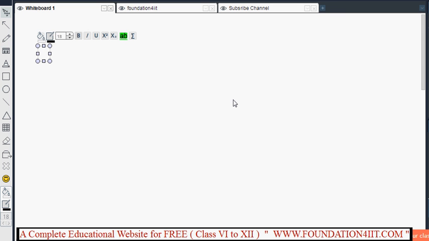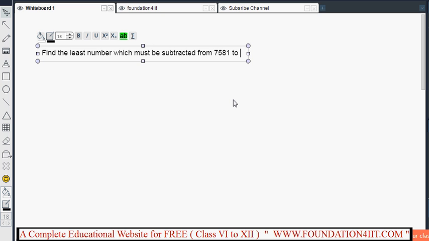Let's see the question. Find the least number which must be subtracted from 7,581 to obtain a perfect square.